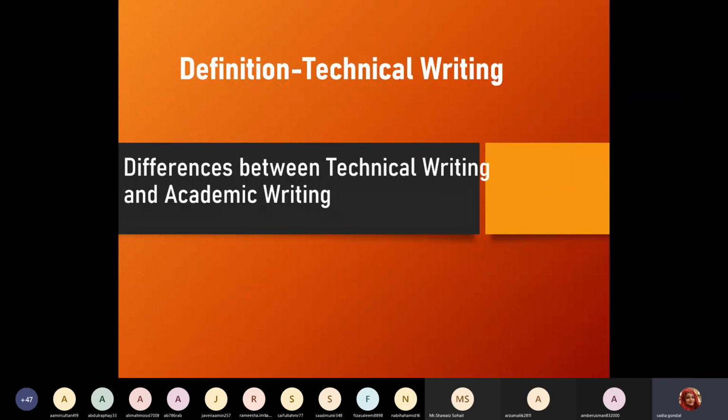We apply its terminology, we apply its execution to documents such as official emails, notifications, memos, proposal writing, report writing. These are all these areas where we apply technical writing. So today's session, we will be working on the exact definition of technical writing, and also we'll be talking about technical writing and academic writing differences today.